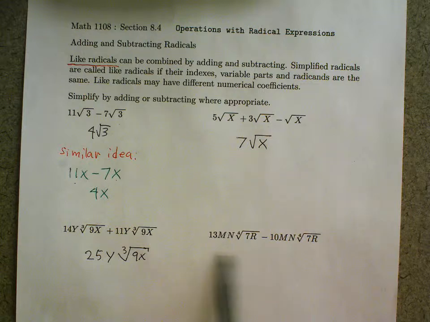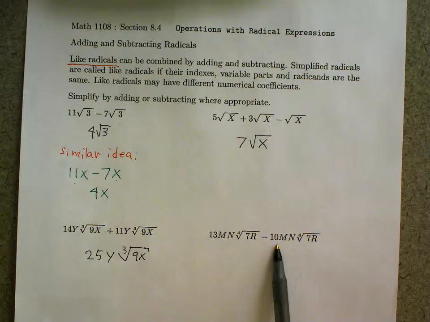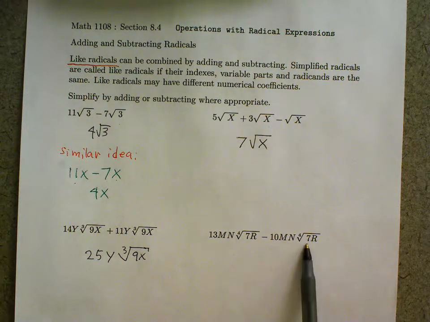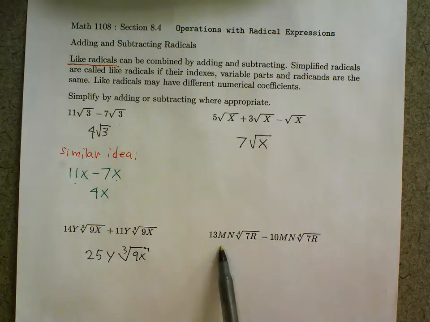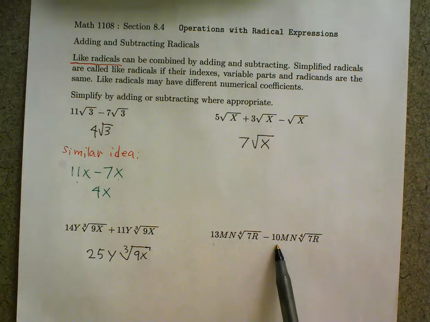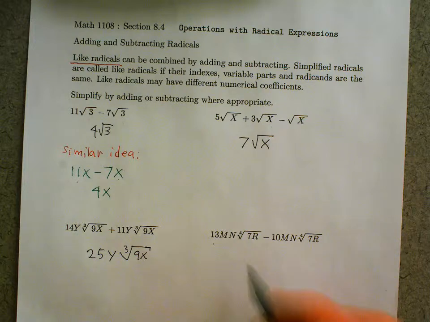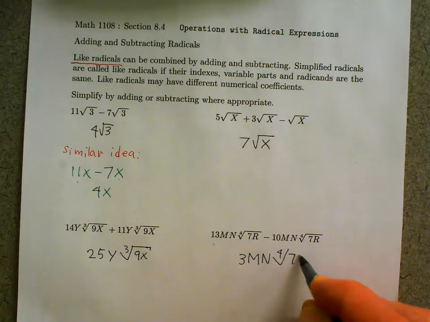And then the next example, 13 times mn times the fourth root of 7r minus 10 times m times n times the fourth root of 7r. The fourth root of 7r cannot be simplified further. Both terms have the fourth root of 7r, but they also have the factors m times n on the outside. So we can combine these like terms by subtracting. That simplifies to 3 times m times n times the fourth root of 7r.